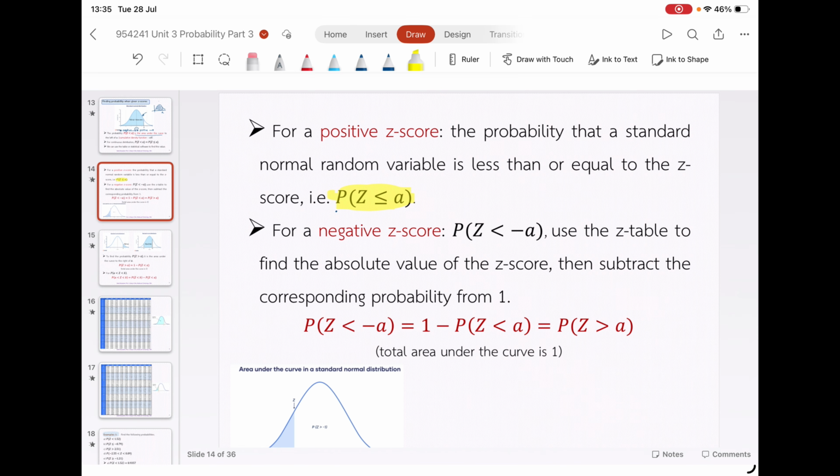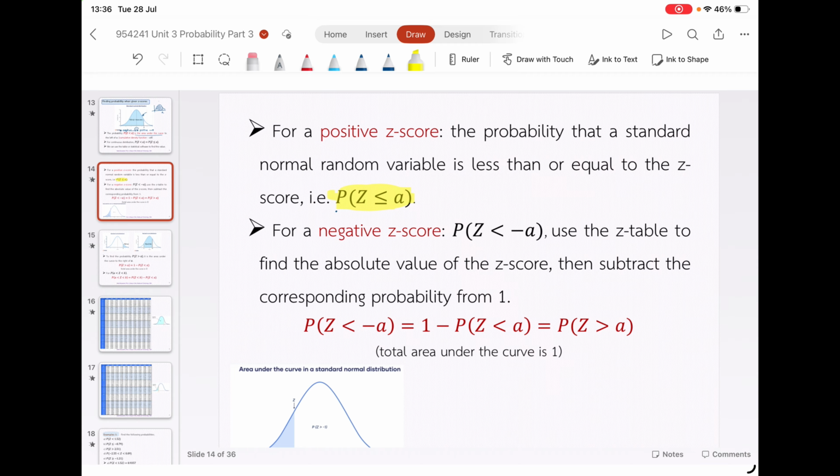For the negative z-score, usually the z-table, or normal distribution table, gives you the positive values. But if you want to find the probability when the z-score is on the negative side, you can use the positive side and use the symmetric property to find the probability of Z less than minus A.